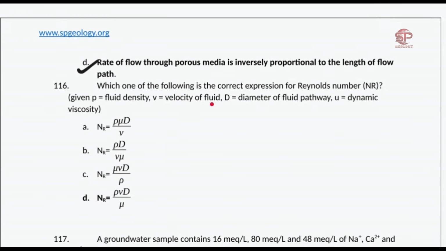Then which one of the following is the correct expression for Reynolds number? So this is the correct expression: rho V D by mu.